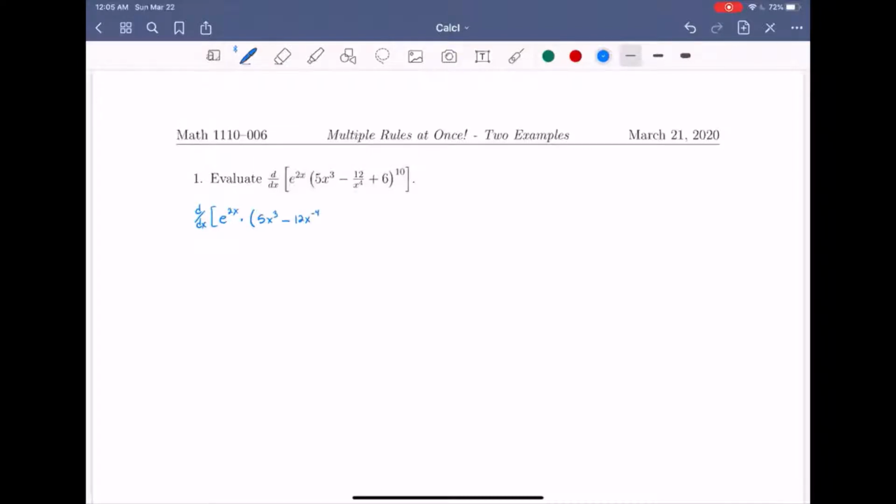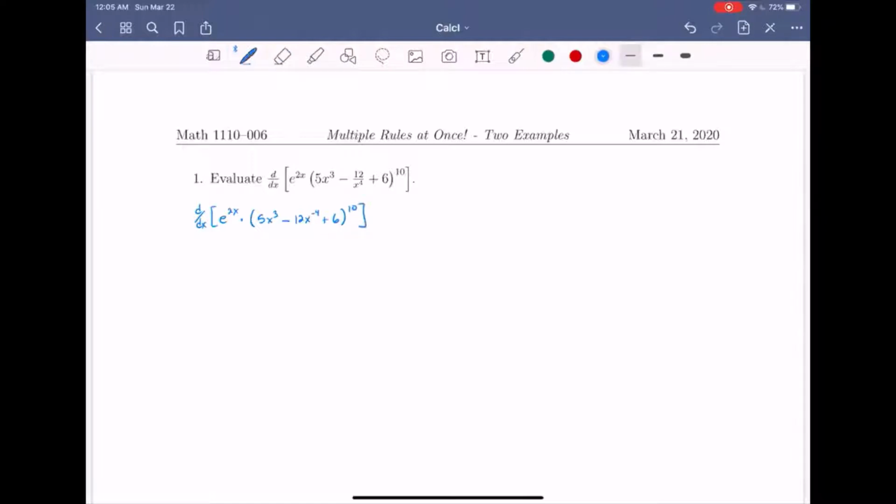So I included that little bit in there just as a reminder that you shouldn't always use the quotient rule if you don't really have a quotient of two interesting things. Here I just have a constant over something, so I should treat it as just the x raised to the negative exponent 4. Okay, plus 6, all raised to the 10, so that's what I'm taking the derivative of.